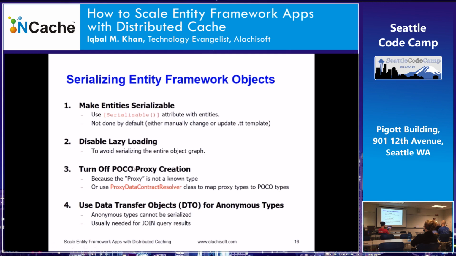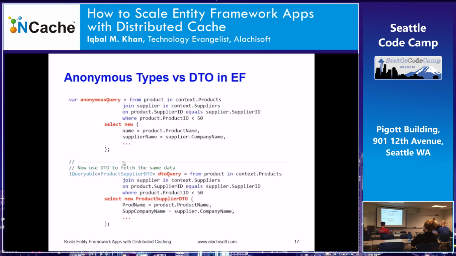So if you have anonymous types, the recommendation that I have is to just create what I call data transfer objects, just special objects that represent that combined data, and then cache. That way you can cache those objects, and you'll be able to serialize them easily. Okay.